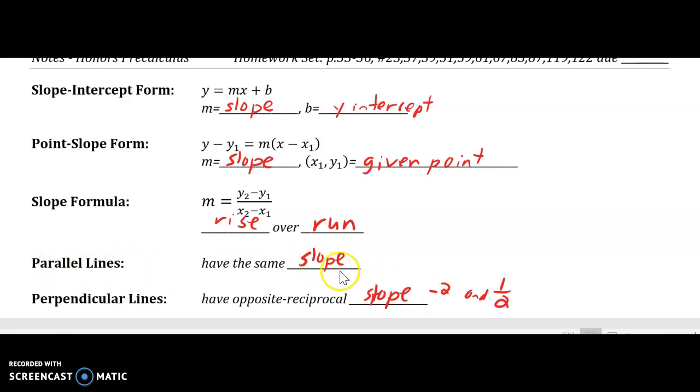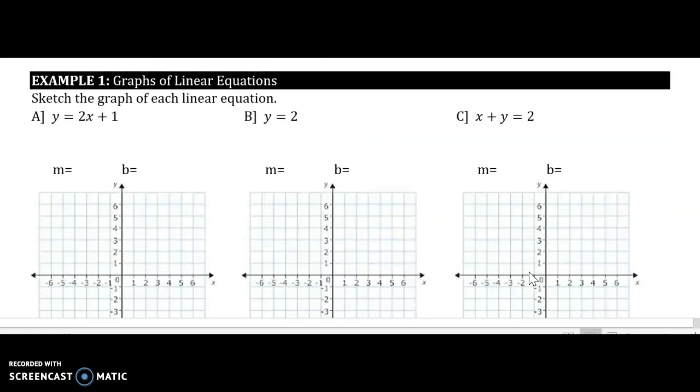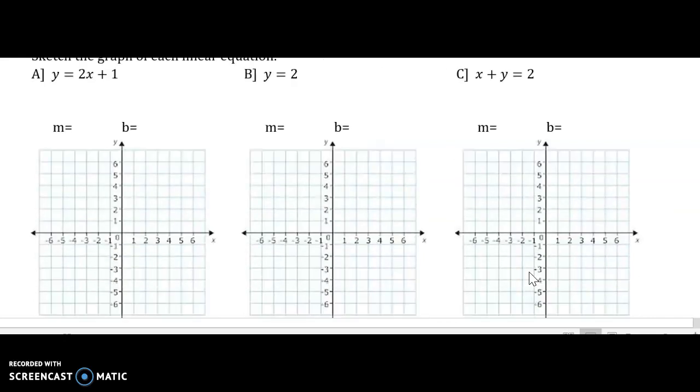Parallel lines have the same slope, and perpendicular lines have opposite reciprocal slopes. An example of that is -2 and 1/2. They're opposite in sign, and they're reciprocals. So that should all ring a bell to you.